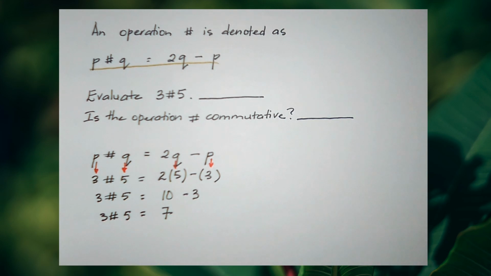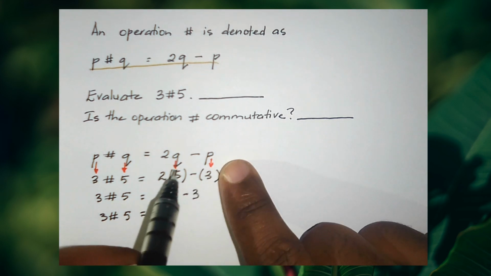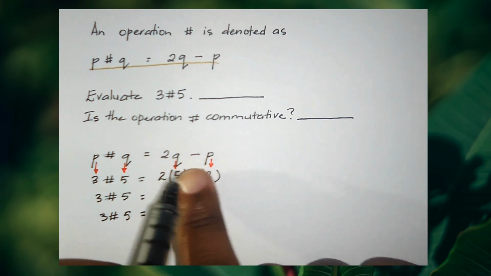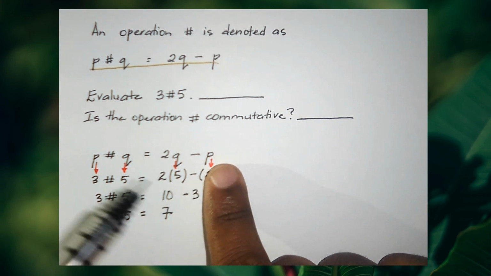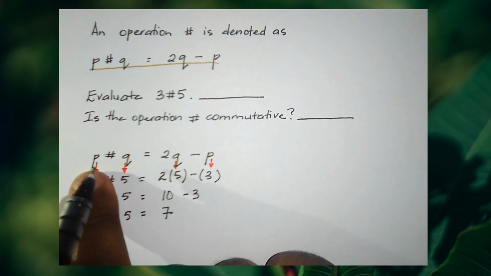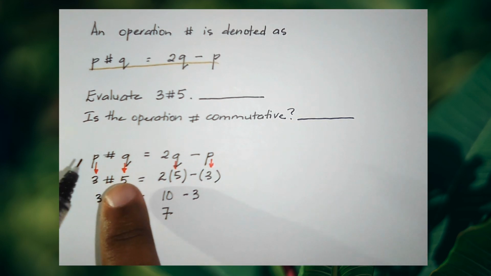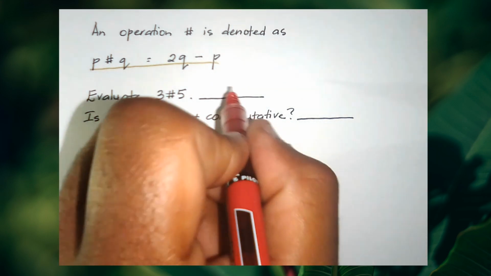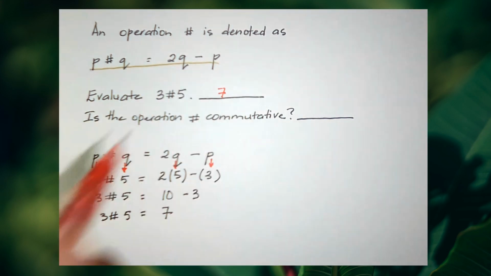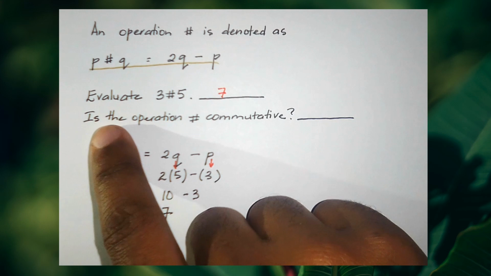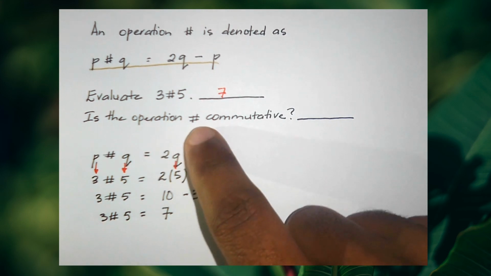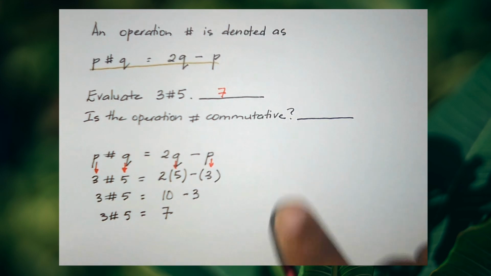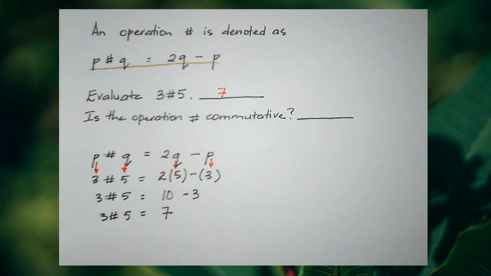The trick was that in the function, you have Q before P. But in the question, you have P before Q. So you have to watch out for that. So we just evaluated 3 number sign 5 and we got our answer to be 7. Remember, we're not done yet. The question asked, is the operation number sign commutative?